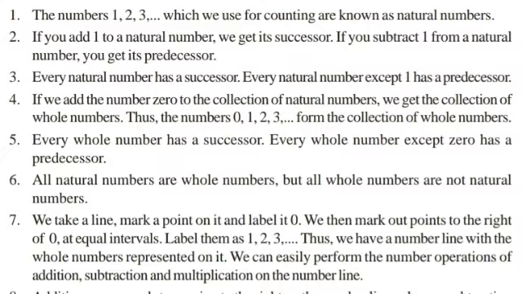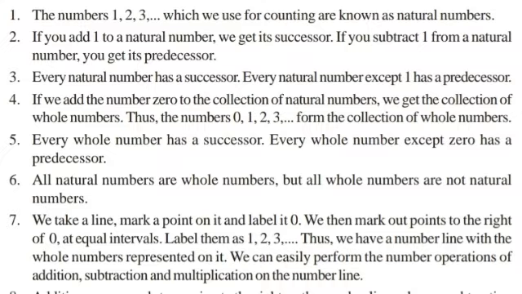Point number 3. Every natural number has a successor. Every natural number except 1 has a predecessor. Point number 4. If we add the number 0 to the collection of natural numbers, we get the collection of whole numbers. Thus, the numbers 0, 1, 2, 3, etc. form the collection of whole numbers.